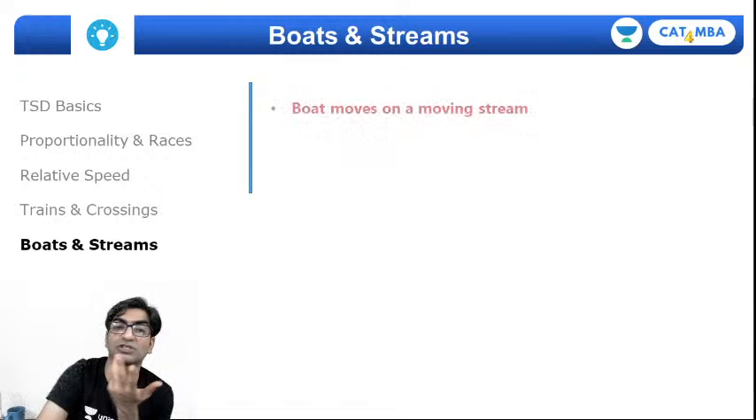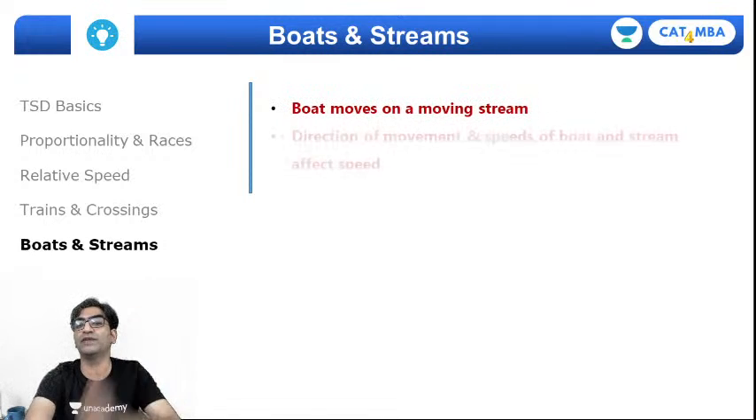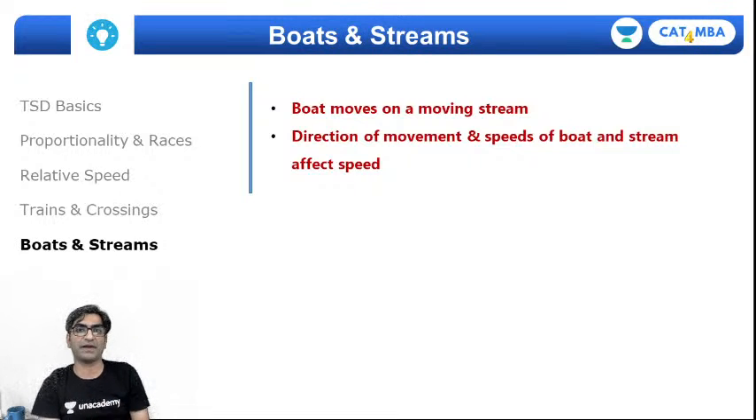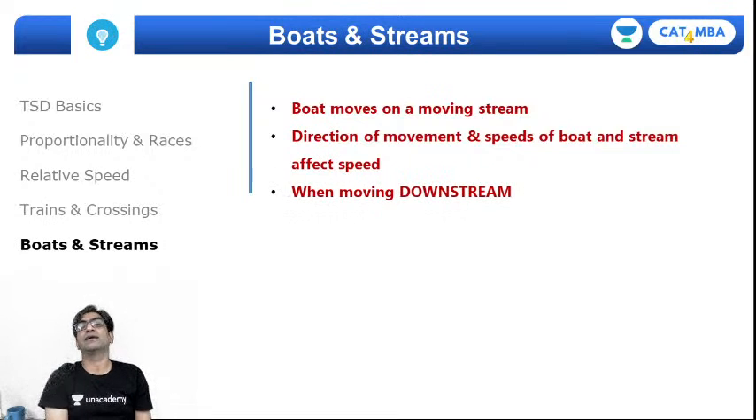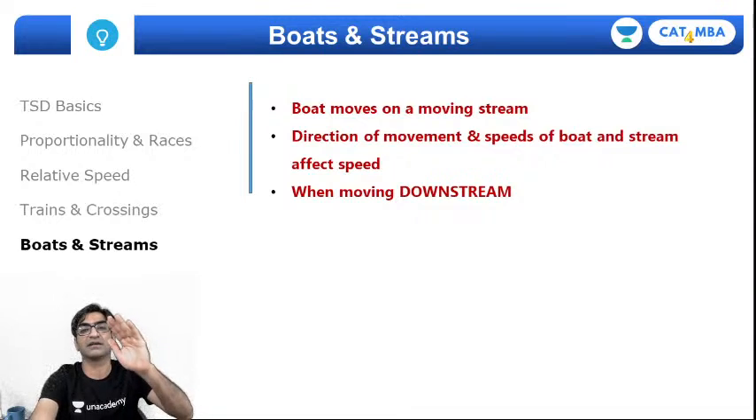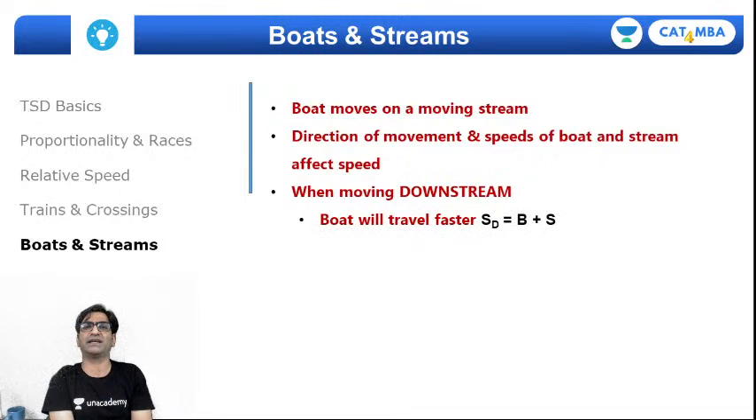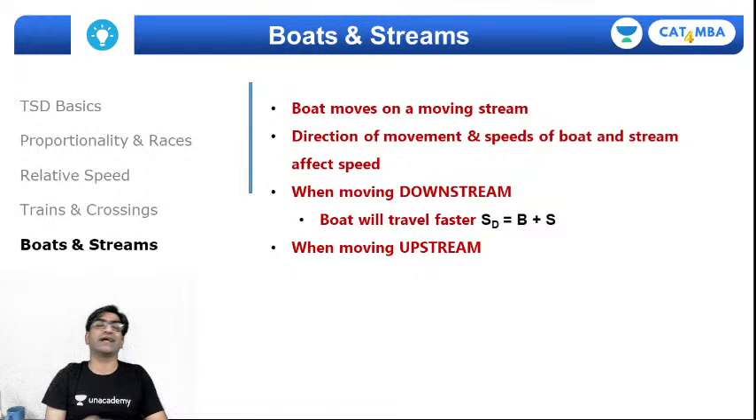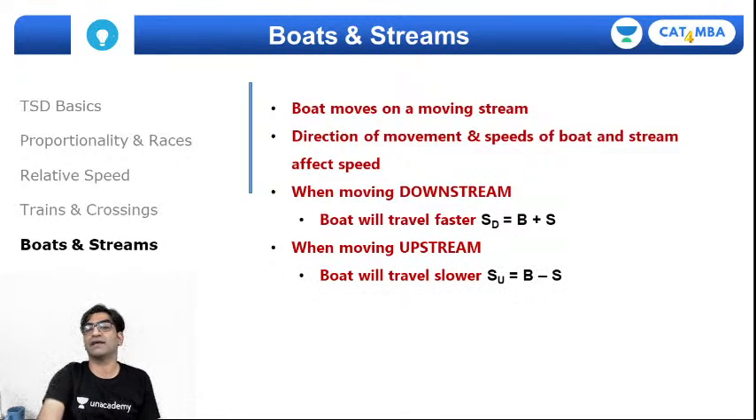The other application is in boats. What happens in boats? A boat travels on a moving stream, a moving current. And so depending on which direction it moves, the boat's effective speed will change, right? How so? Well, if the boat is moving downstream, meaning with the water, in the same direction as the current, clearly it will go faster. So the effective speed when going down is boat speed B plus water speed S. Similarly, if it goes upstream, it's going against the current, and if you are going against the current, you will go slower. So the effective speed will be B minus S.